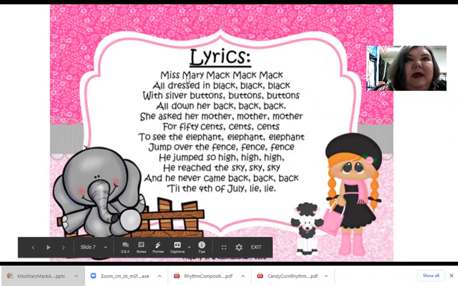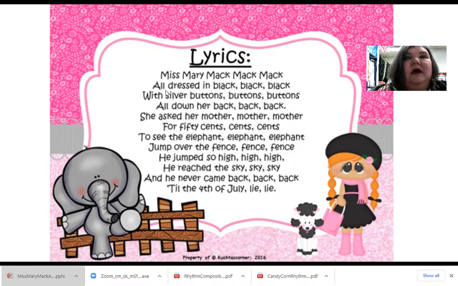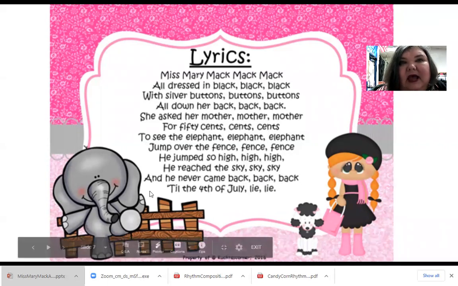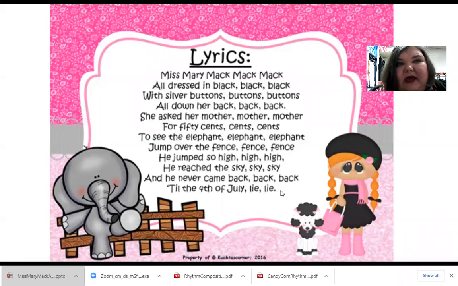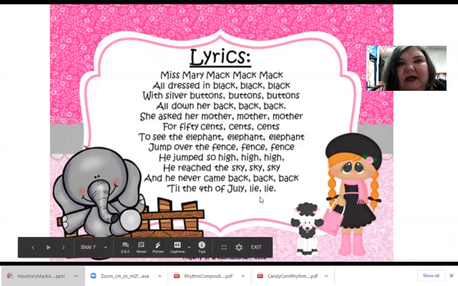It says, Miss Mary Mack, all dressed in black, with silver buttons all down her back. She asked her mother for 50 cents to see the elephant jump over the fence. He jumped so high, he reached the sky, and he never came back to the 4th of July, lie.